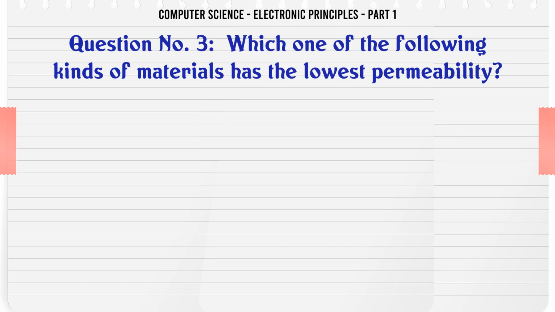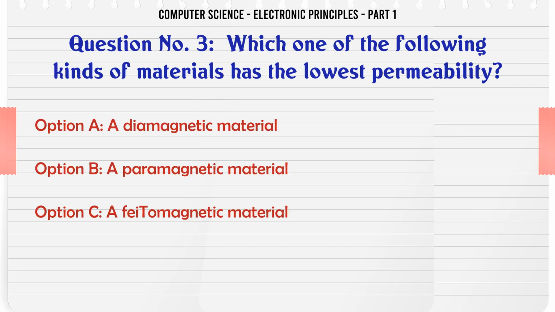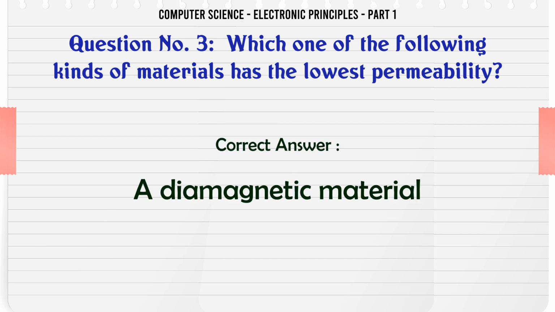Which one of the following kinds of materials has the lowest permeability? A. a diamagnetic material, B. a paramagnetic material, C. a phytomagnetic material, D. all of the above. The correct answer is a diamagnetic material.